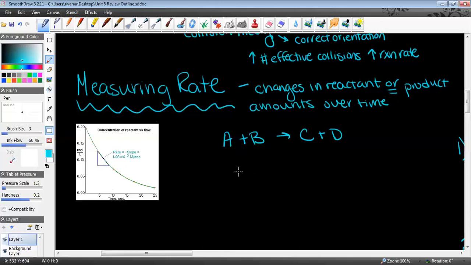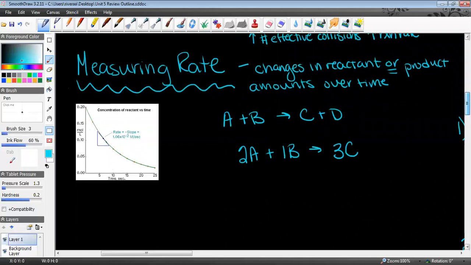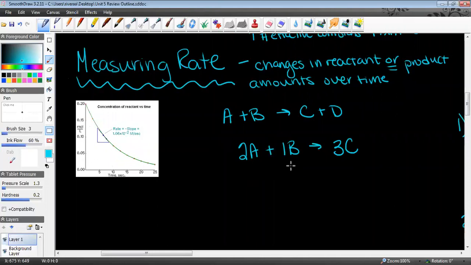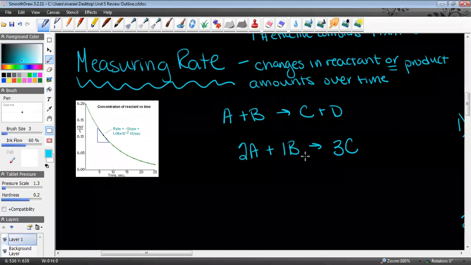Now, let's say I had the reaction 2A plus 1B makes 3C. Okay, let's just say that this is my balanced equation. If I was talking about the rates at which A and B are disappearing, A is going to disappear twice as fast as B. Because for every 1 molecule of B that gets used up, I'm going to use up 2 molecules of A. So remember, these rates do depend on these coefficients.